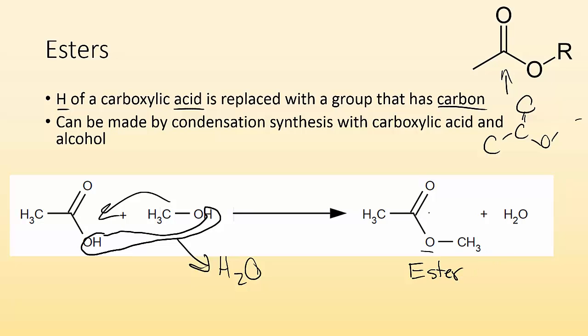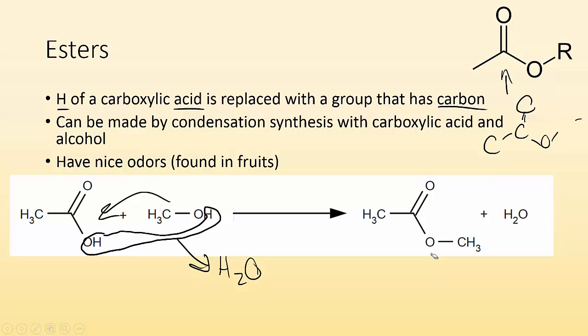Right? And you can kind of see it. Like if you ignored all this, that almost looks like an alcohol. And if you ignored all this, that almost looks like an acid. So you can kind of tell what makes them up. Right? Cool. They also have nice odors, and they're found in fruits. So things that smell nice, like banana or strawberry flavoring, they're esters, right?